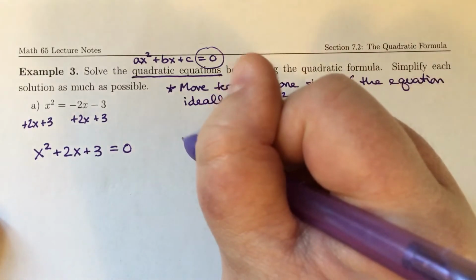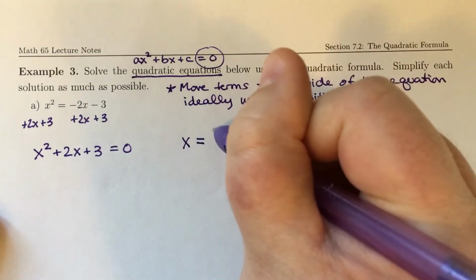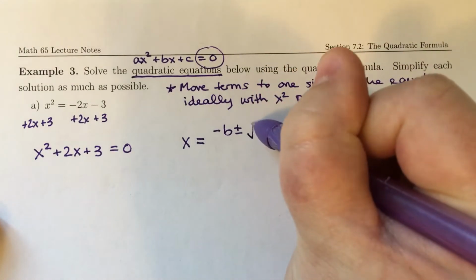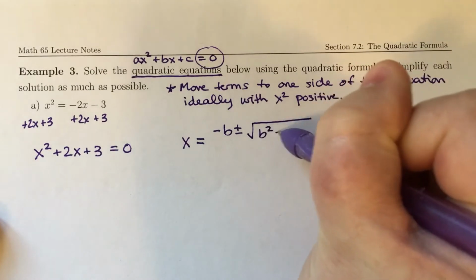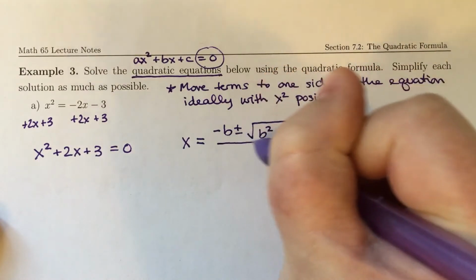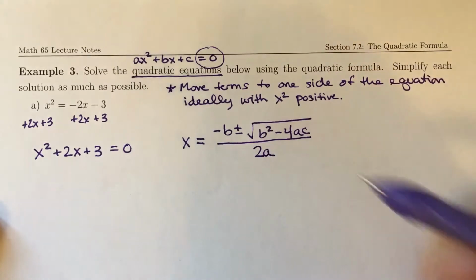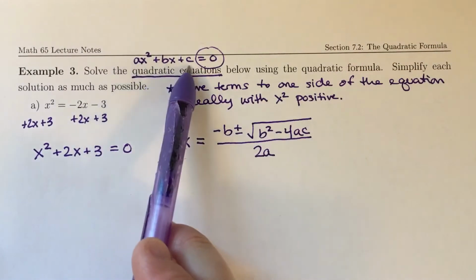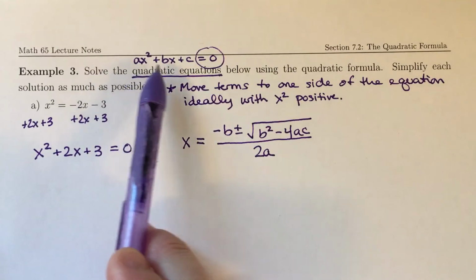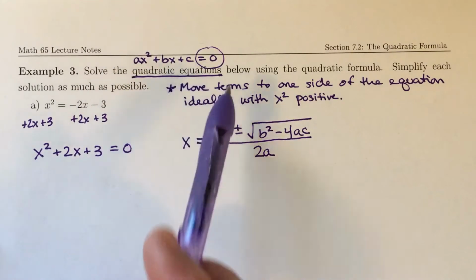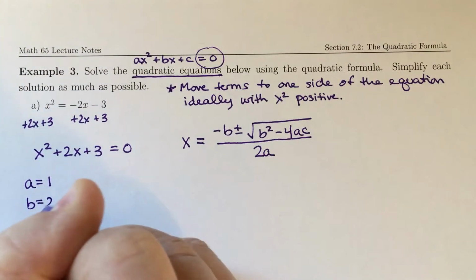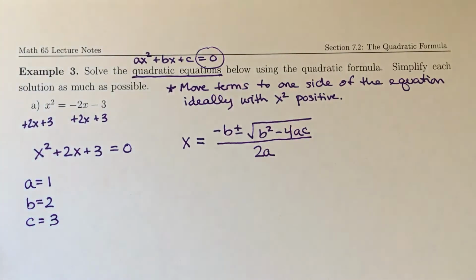Our quadratic formula, let's make sure we have that. Getting practice, eventually getting memorized. So it's negative b plus or minus the square root of b squared minus 4ac all over 2a. To use this formula, we need to identify our a, b, and c, which are the coefficients on x squared, x, and then the constant term, respectively. So here my a is 1, b is 2, and c is 3.